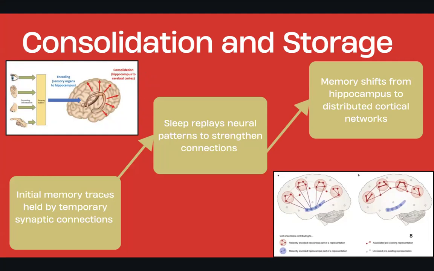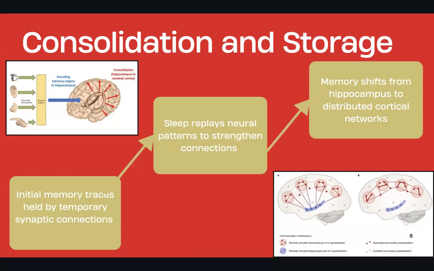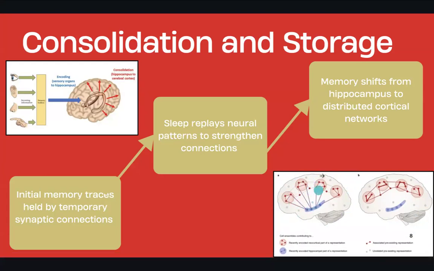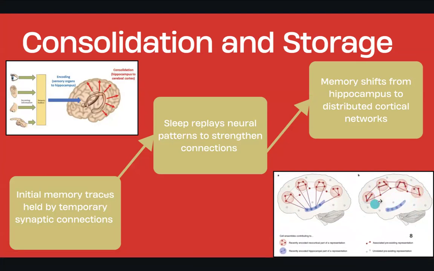outside of the hippocampus. In this bottom right image here, we see the hippocampus is going to be in blue, and these red nodes are cortical networks in the cerebral cortex. In figure A here, we see these red lines are connected to the hippocampus, a lot of lines, and then in figure B, once connections are strengthened, there are no longer these lines connected to the hippocampus, and the memory is allowed to live on in the cerebral cortex.